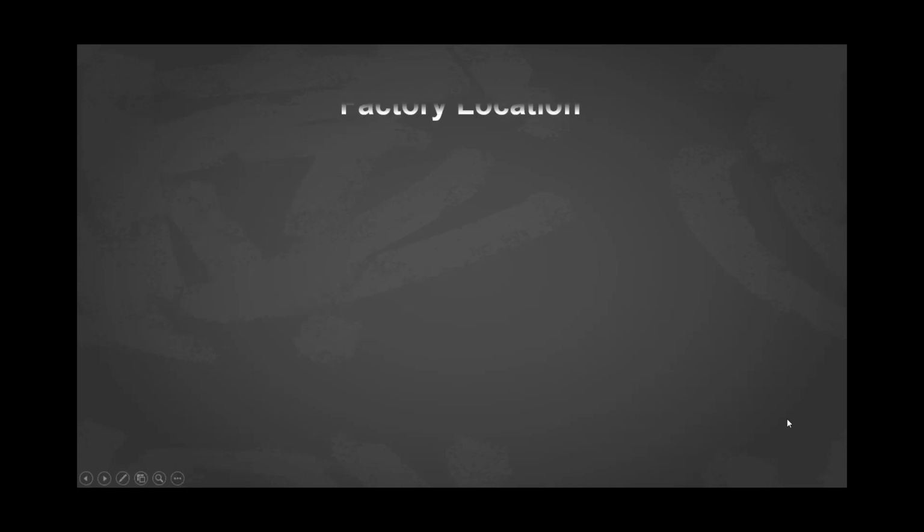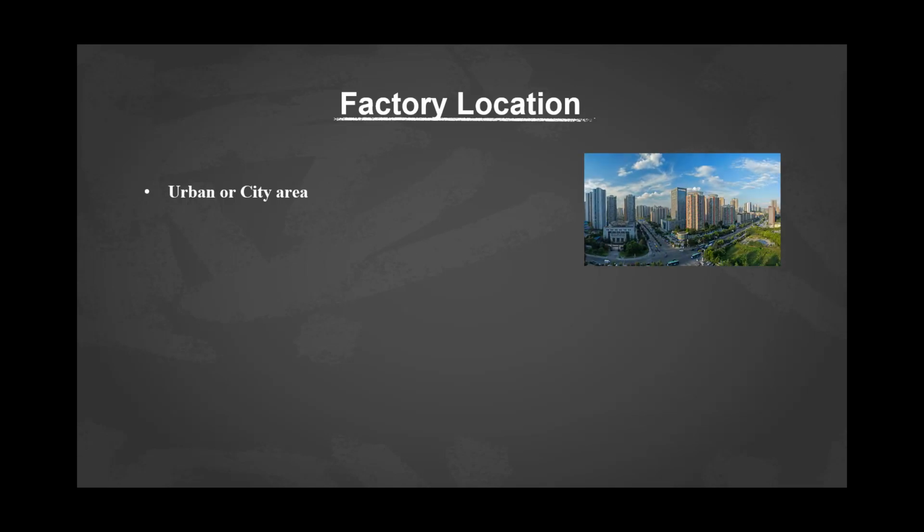Now let's have a look at different types of areas. First is the urban area or city area. Before discussing the pros and cons of each area, first understand the difference between these areas. An urban area is a region surrounding a city. Most inhabitants of urban areas have non-agricultural jobs.